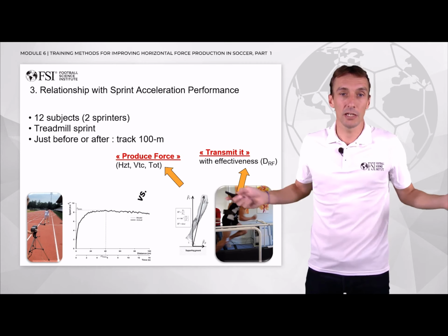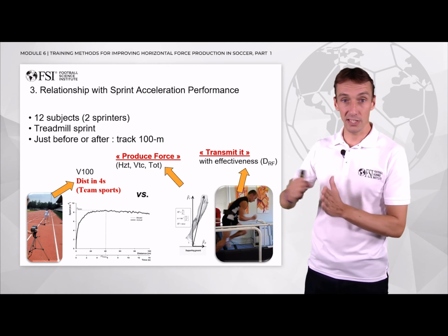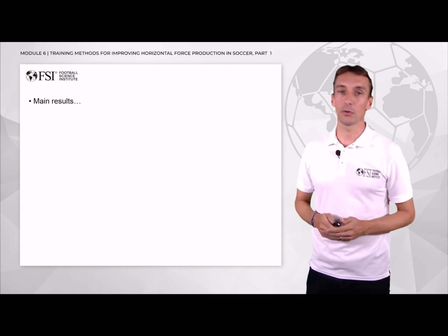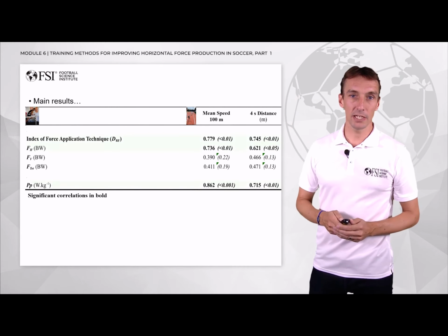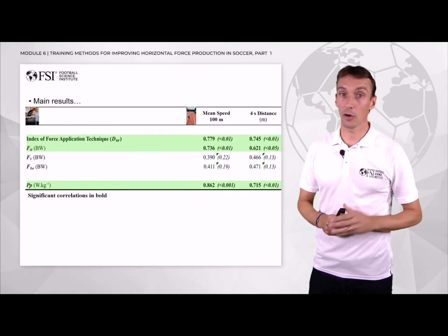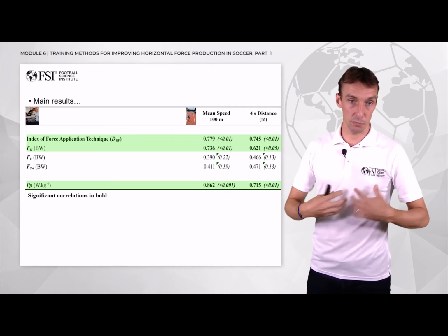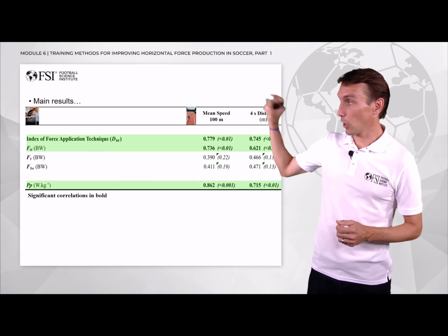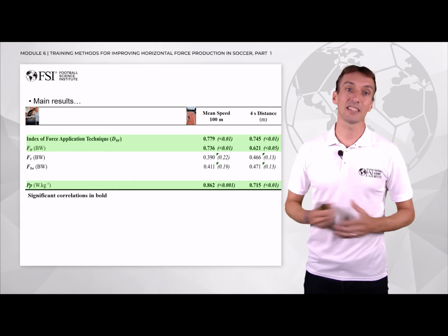Then we basically check who is a good sprinter and who is not. We have, for example, the distance in 4 seconds, which is an index of acceleration capability. So let's take a look at the results. Here in this table, you have some correlation data. Basically, you have a positive correlation between the index of force application, the DRF, the horizontal force output in units of body weight, and the horizontal power output. It is correlated with the 100-meter performance, and with the 4-second distance, which is the acceleration performance.